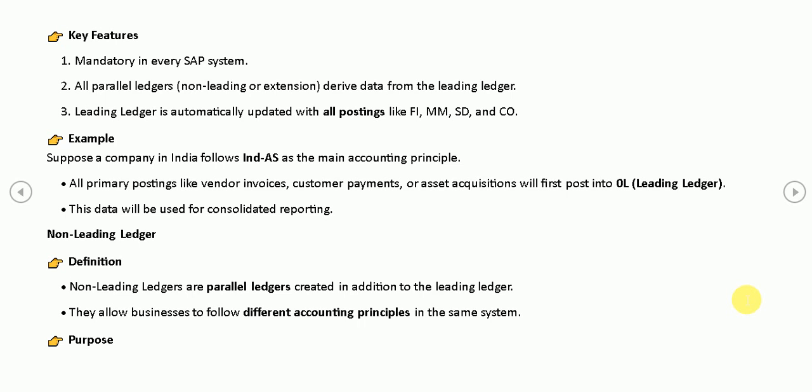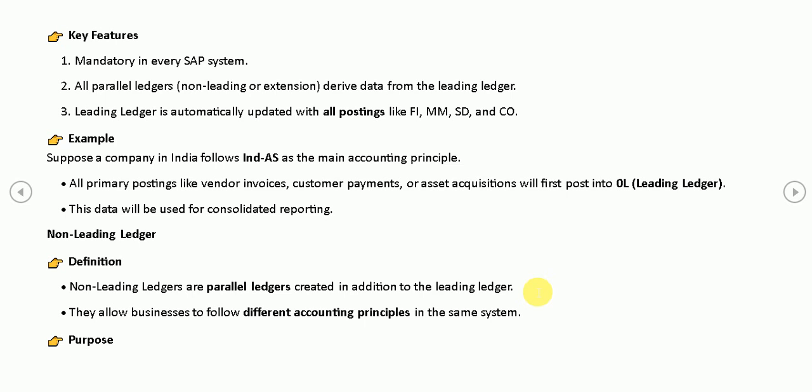It is an addition to the leading ledger. Non-leading ledgers are parallel ledgers. So we can understand the non-leading ledger as the parallel ledger, which is the addition to the leading ledger. Okay, the leading ledger is the main ledger.